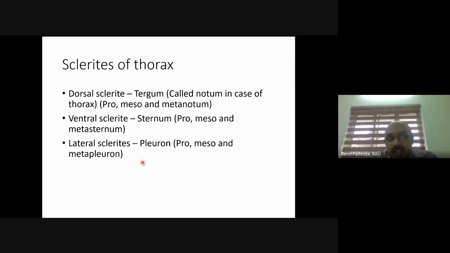In the case of the thorax, the dorsal sclerite or the tergum is also called the notum, N-O-T-U-M. So the dorsal sclerite of the insect body is also called the notum. It can also be called tergum, but in the thorax it is specifically called notum. The ventral sclerite, which is the same in all insects, is the sternum.